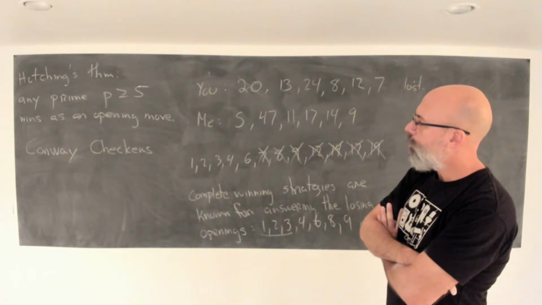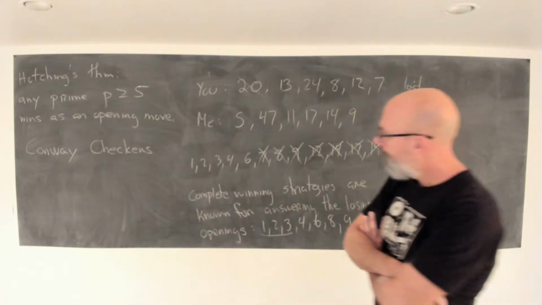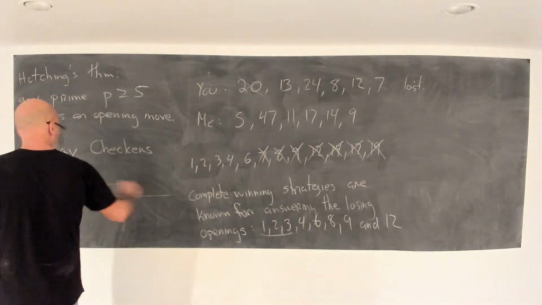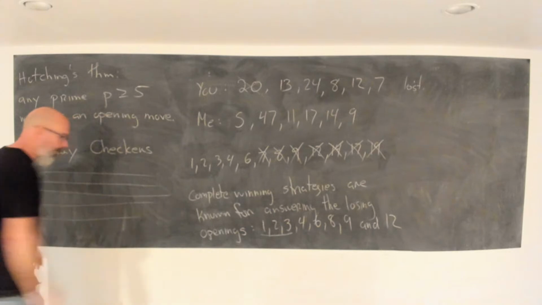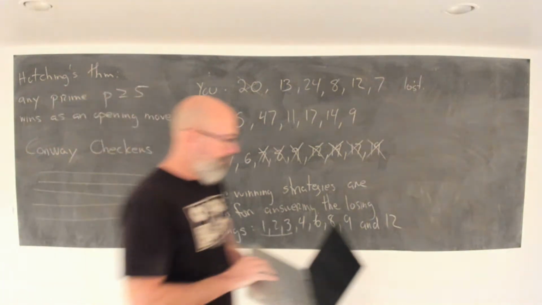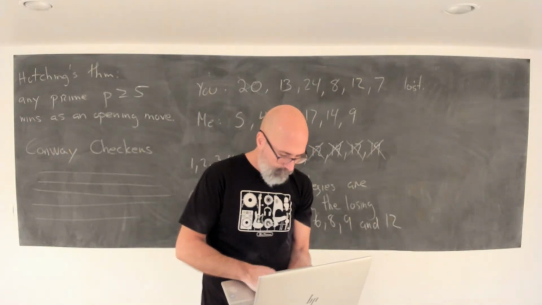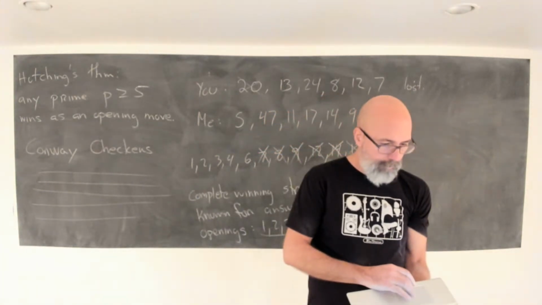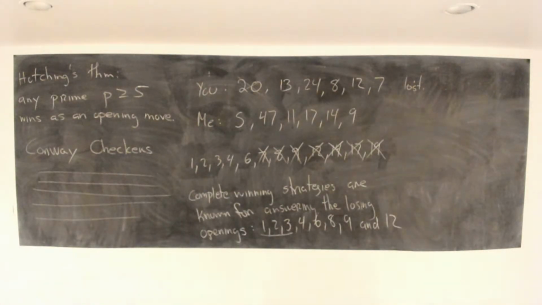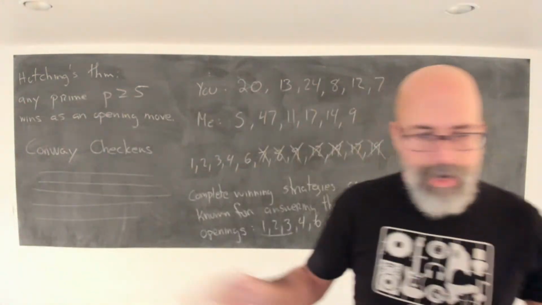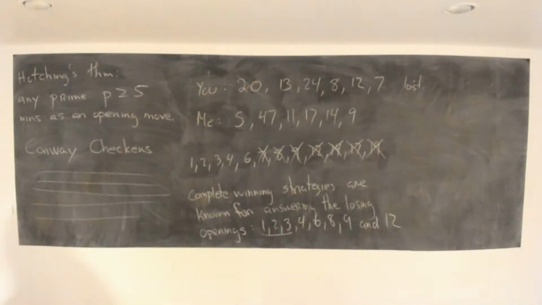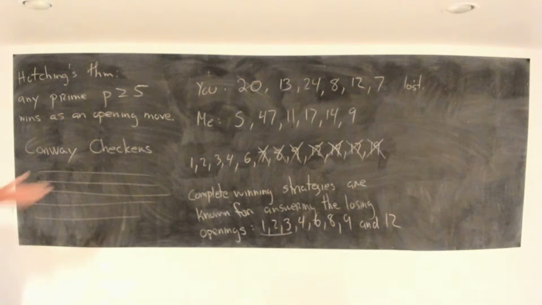Conway Checkers. What is Conway Checkers? Well, imagine a checkerboard. Imagine an infinite checkerboard. In fact, let me not draw it, because there is a website for Conway Checkers. So imagine an infinite checkerboard, infinite in all directions, right? Left and right, up and down.